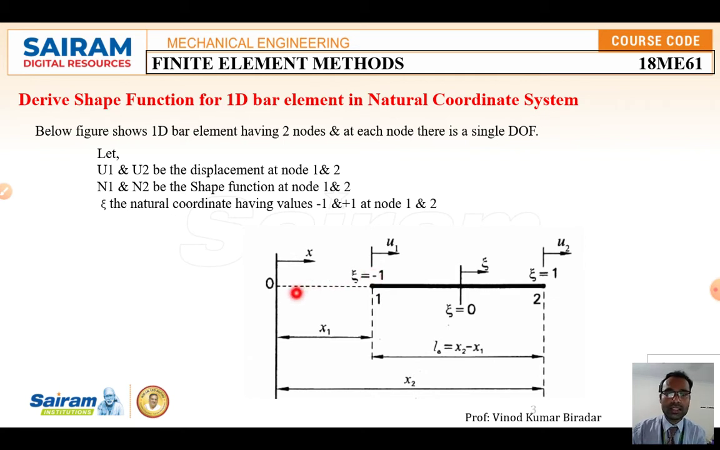Here the zeta or xi value denotes the natural coordinate, having a minimum value of -1 and a maximum of +1 at node numbers 1 and 2. So we need to calculate the shape function at these points, that is, N1 and N2 need to be calculated here.